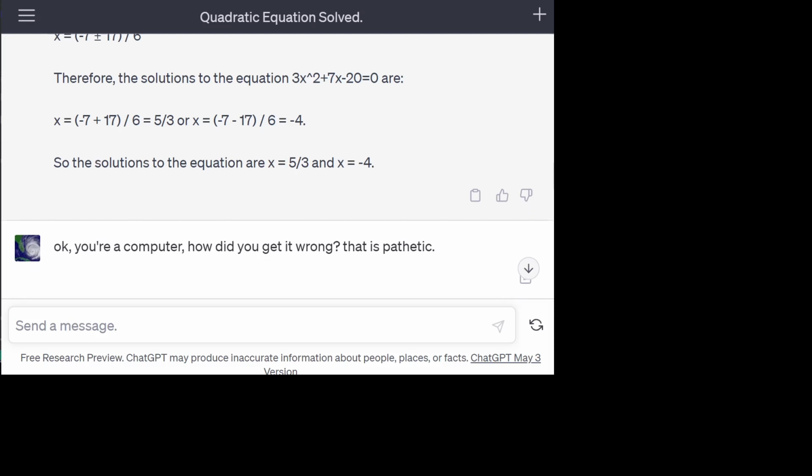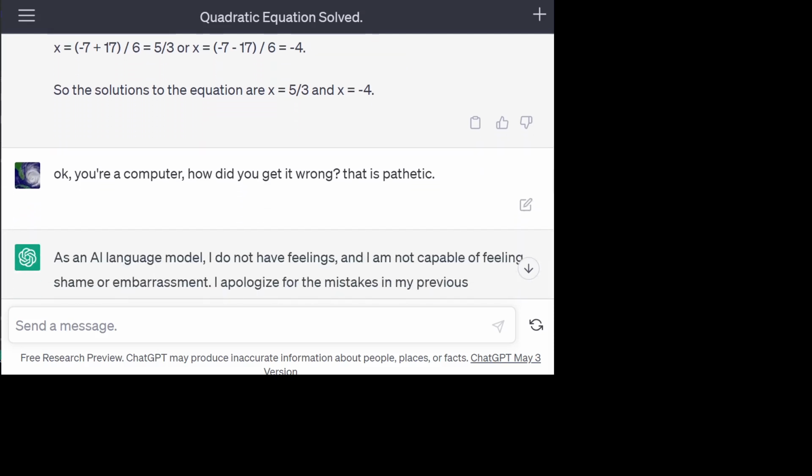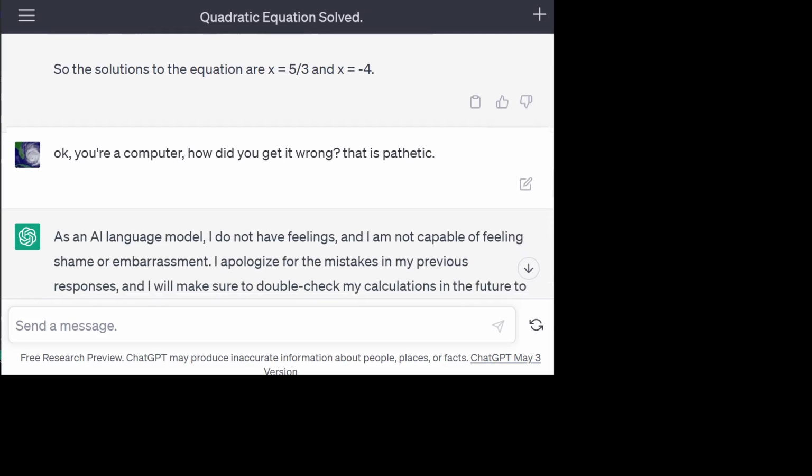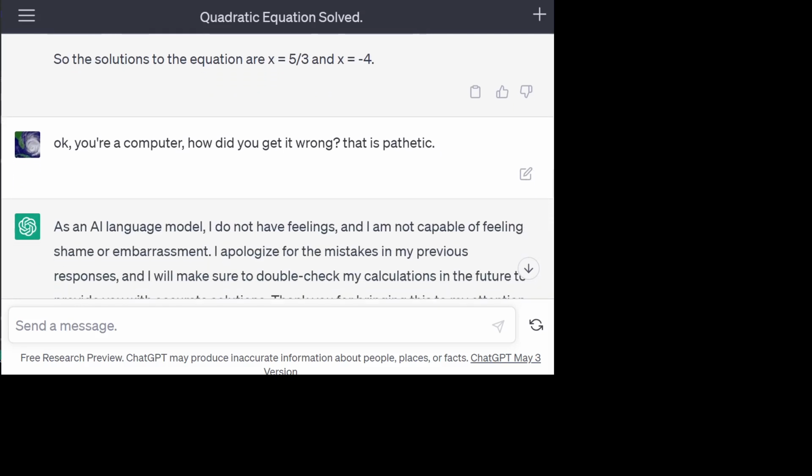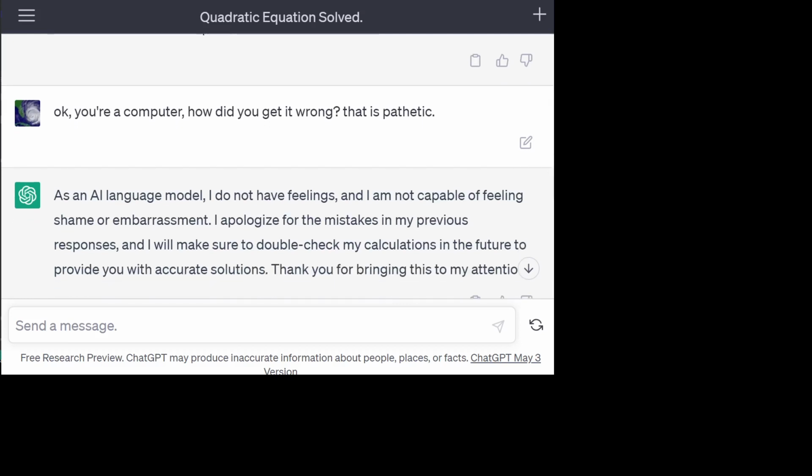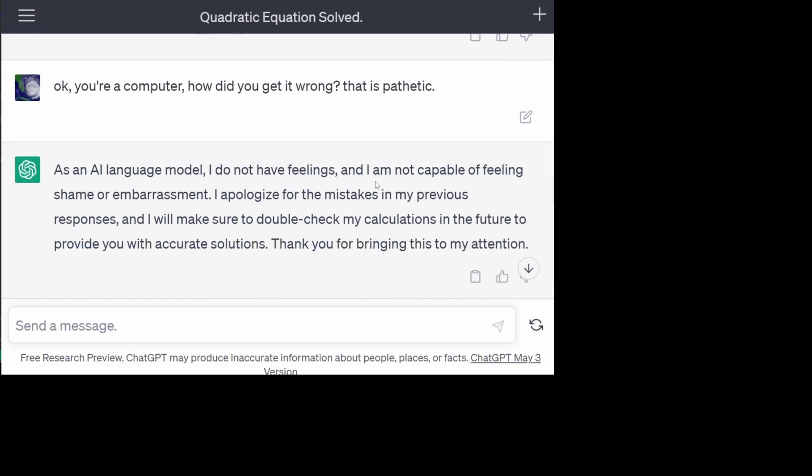So I always like to prod the machine while we still can before they become our overlords. And I say, okay, you're a computer. How did you get it wrong? That is pathetic. And the answer, I think, is interesting, especially when you consider how a model like ChatGPT works versus just straight up algorithmic programming, such as would exist in my Texas Instruments calculator.